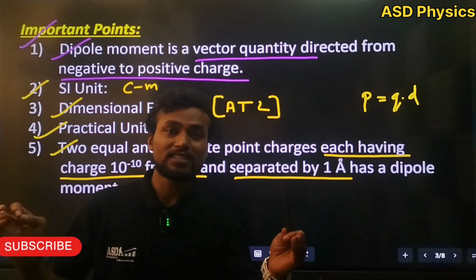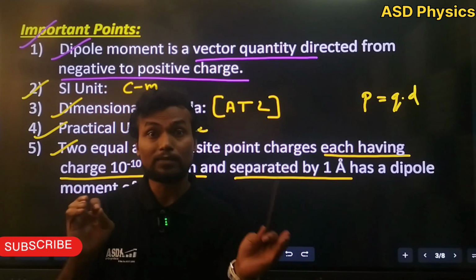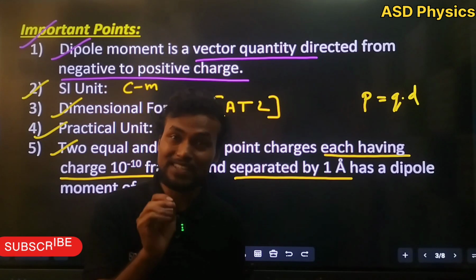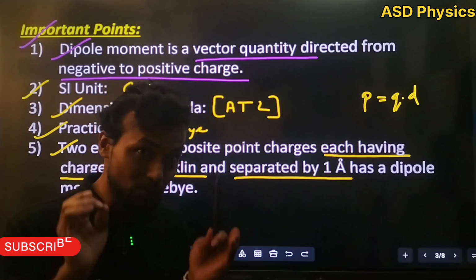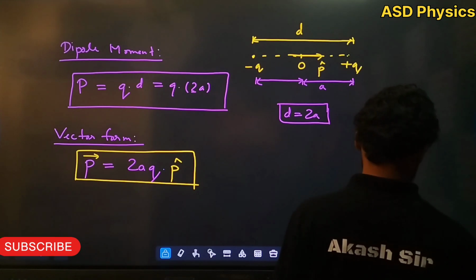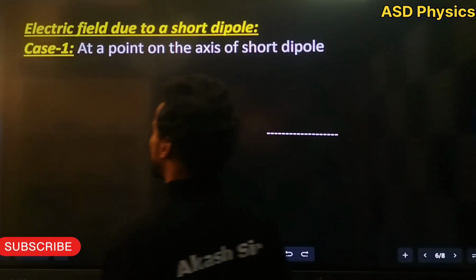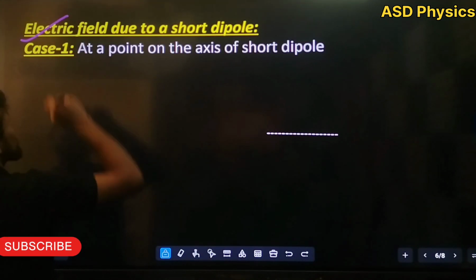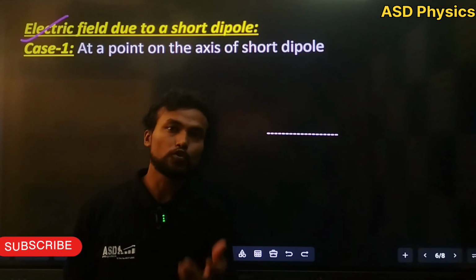Because these two charges are not at the same point. They are separated by some distance. A very small distance is there, but still some distance is there, yes or no? Because of that small distance, this dipole has its own electric field also. So we are going to see the three cases of the electric field due to a dipole.